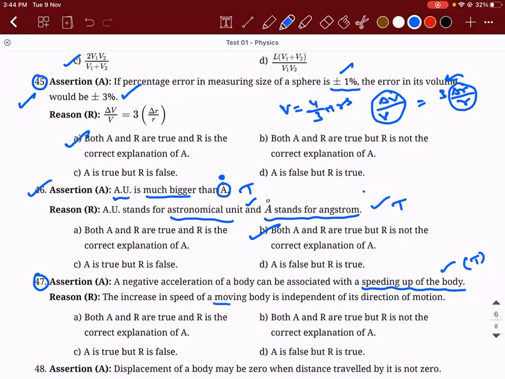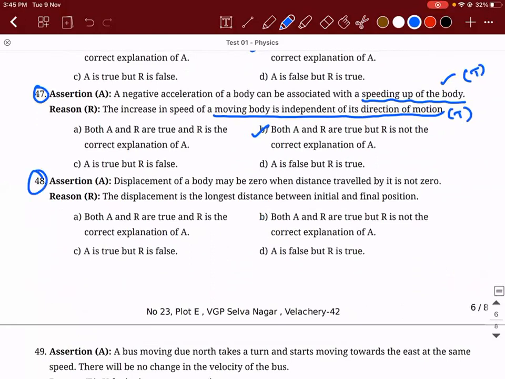Similarly, the increase in speed of a moving body is independent of the direction of motion. Is it right or wrong? This is also true. Think of a car, whether you move in X direction, Y direction, or anything, if you're speeding up the car, you're saying you're speeding up the car. It has nothing to do with the direction. Okay. So both are true, but what do you think is the right answer? Is A the right answer or B the right answer? Answer is D.